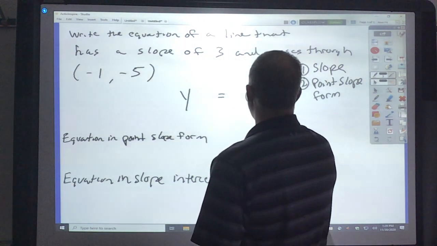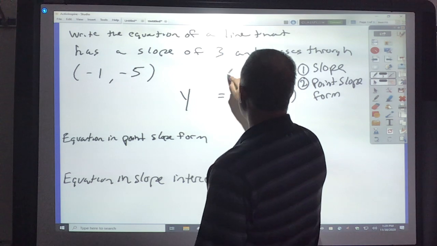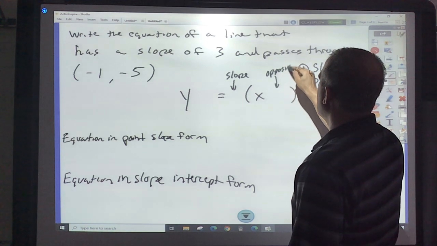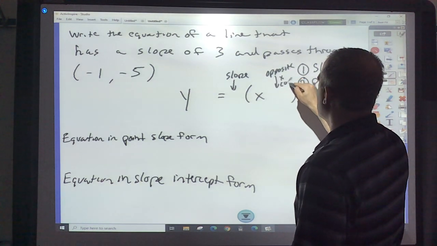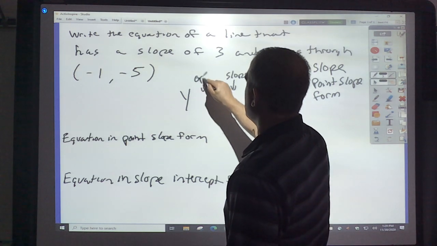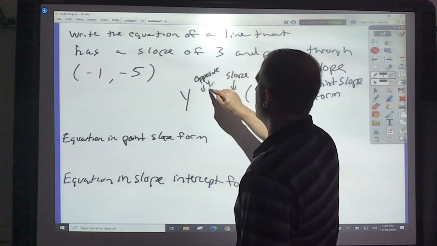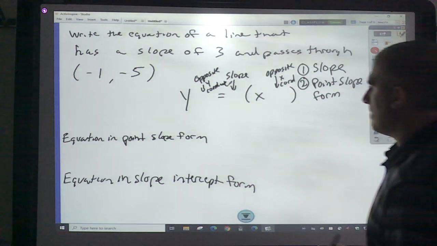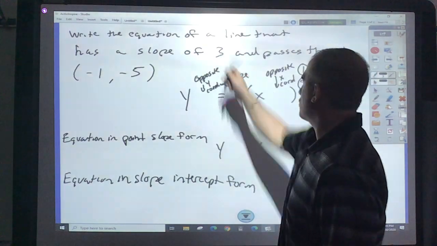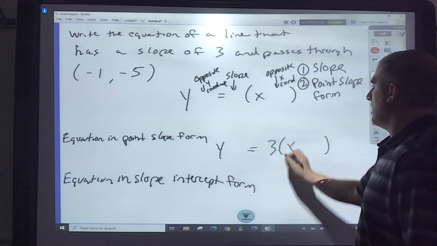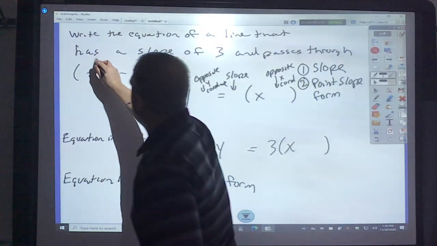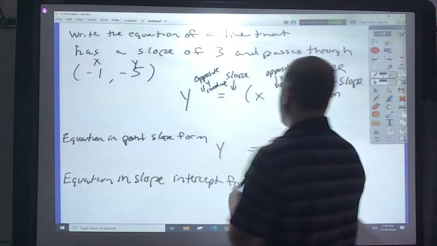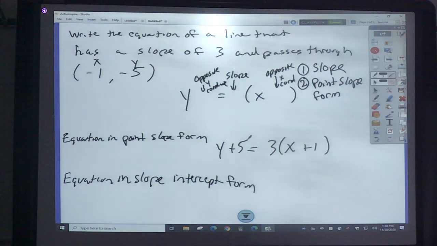It's y equals an x. Okay? You put the slope in front here. In this spot, you put the opposite of the x coordinate. And in here, you put the opposite of the y coordinate. So in this example, what I would have is y equals, the slope is 3, it goes in front here. I keep the x here. So this is my x, this is my y. What's the opposite of -1? It would be +1. What is the opposite of -5? It would be +5. Okay?